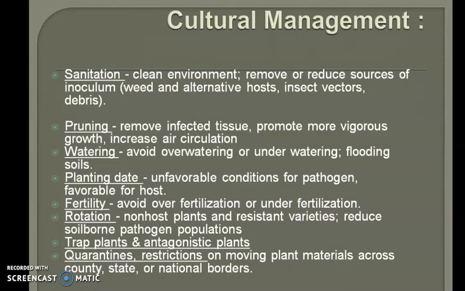And then we can use trap plants or trap crops, and also we can use antagonistic plants. Antagonism refers to the action of an organism that suppresses or interferes with the normal growth and activity of a plant pathogen. And also the quarantines, restriction on moving plant materials across the country, state or national borders. This also comes under the cultural management.